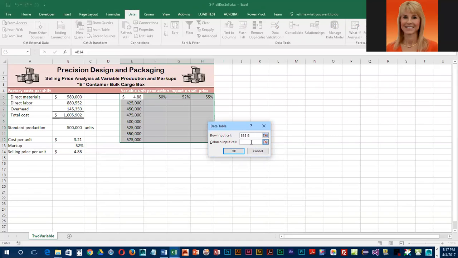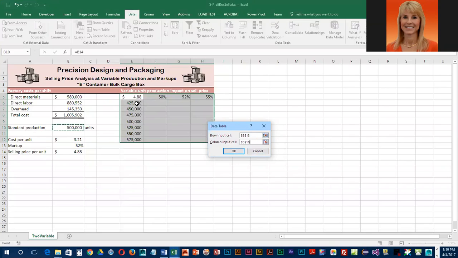Okay, so that in itself is not too tricky. Now, when we get to the column, though, that is a little trickier. Because when we're in this column here, what's varying is total cost. Well, total cost was not in our equation. We're looking at the selling price per unit. The total cost up here isn't part of that equation. So that is where it gets a little bit tricky. What we need to do for the column input is actually click on the standard production units.